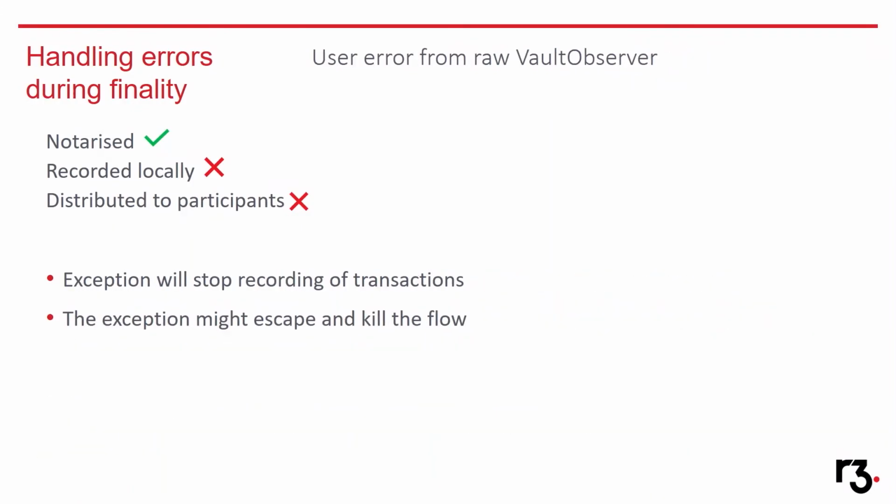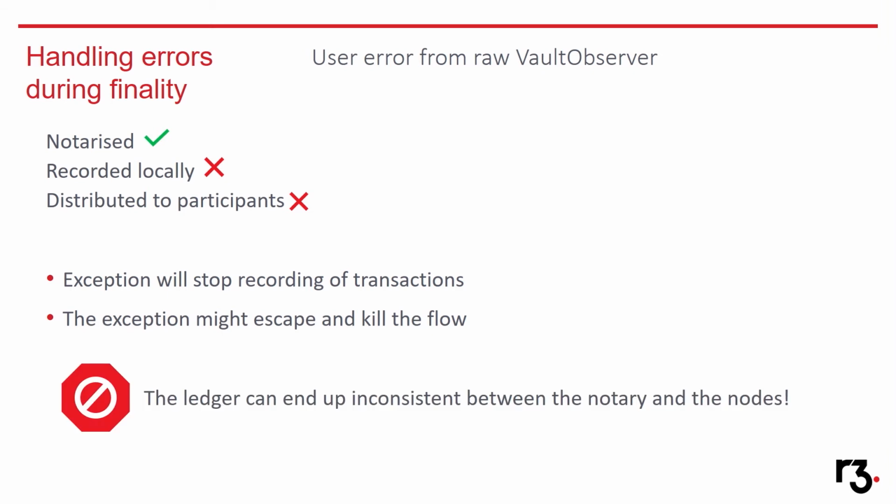The case is slightly different if the vault observer we added throws a user error that is not a database error and that the flow hospital cannot handle. Because in that case, the flow hospital doesn't know what to do. The exception might escape and actually kill the flow. It gets rolled back, the checkpoints get deleted, and we end up in the case where stuff is notarized but not recorded, because we just deleted everything and rolled back. It's the worst case scenario, because that means we now have states that are notarized but unspent, so they're dead. They're just inconsistent, we have a problem.